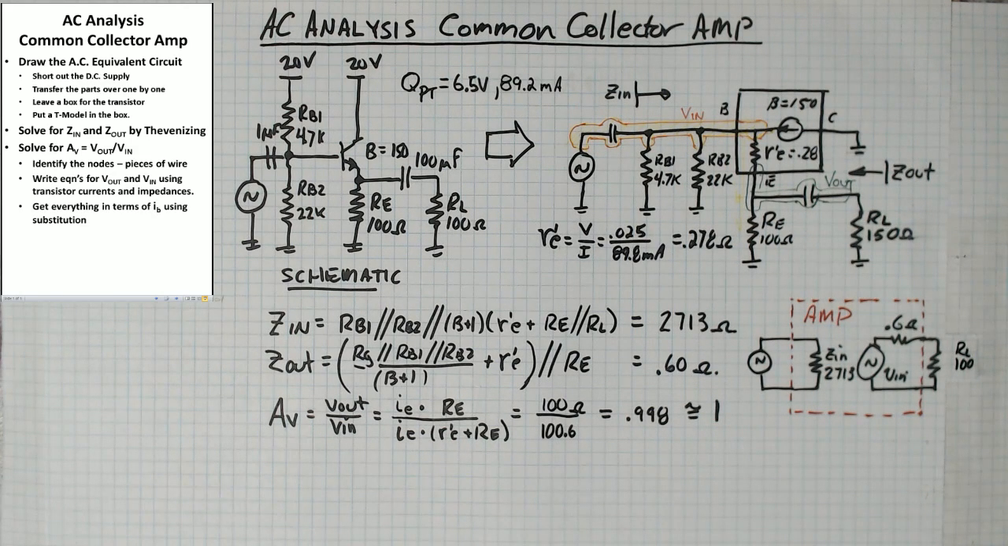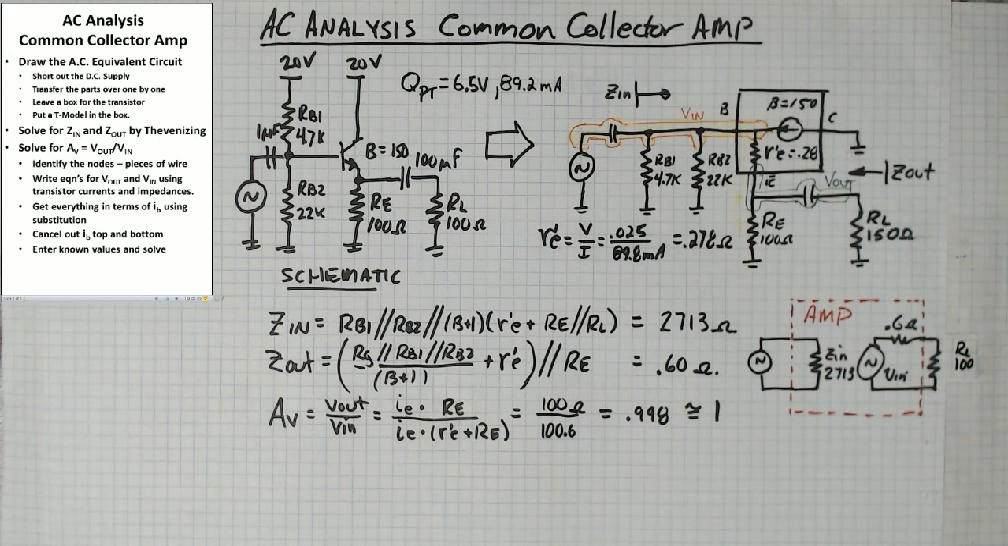Next step would be to get everything in terms of IB using substitution. We could do that here, but we don't really have to because we can see that we've got IE over IE already, so we can cancel them out. That just leaves us with RE over r'e plus RE. You enter those values. That's 100 ohms over 100.3 ohms. I got 0.6 there, but that should be 0.3. You divide that out, you end up with a voltage gain of 0.998, which is approximately 1.